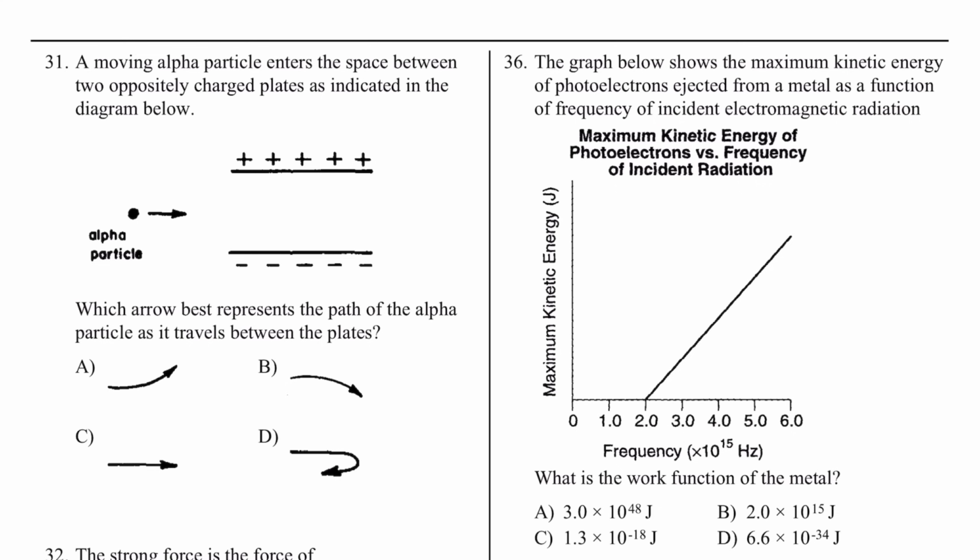31. A moving alpha particle enters the space between two oppositely charged plates as indicated in the diagram below. Which arrow best represents the path of the alpha particle as it travels between the plates? An alpha particle has a charge of +2, so this is a positive charge. Remember from electrostatics that positive and positive repel and positive and negative attract. So obviously this alpha particle is going to curve this way because it's attracted to the negative. So this is going to be B.